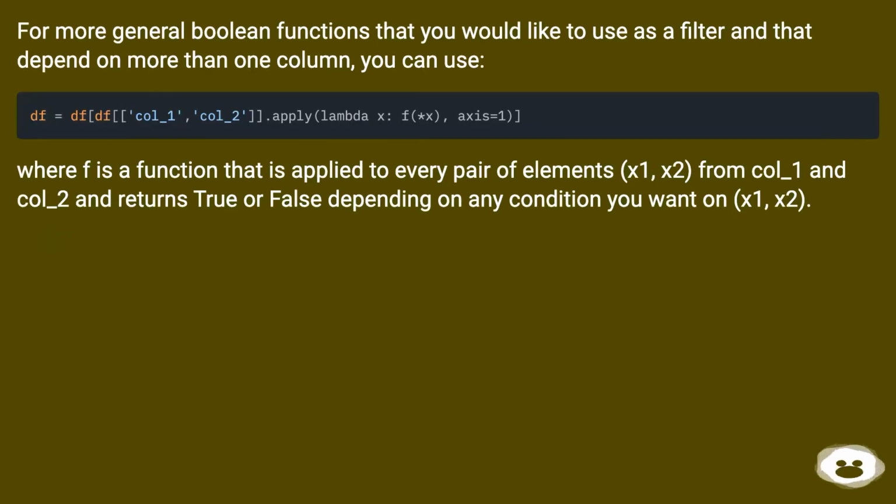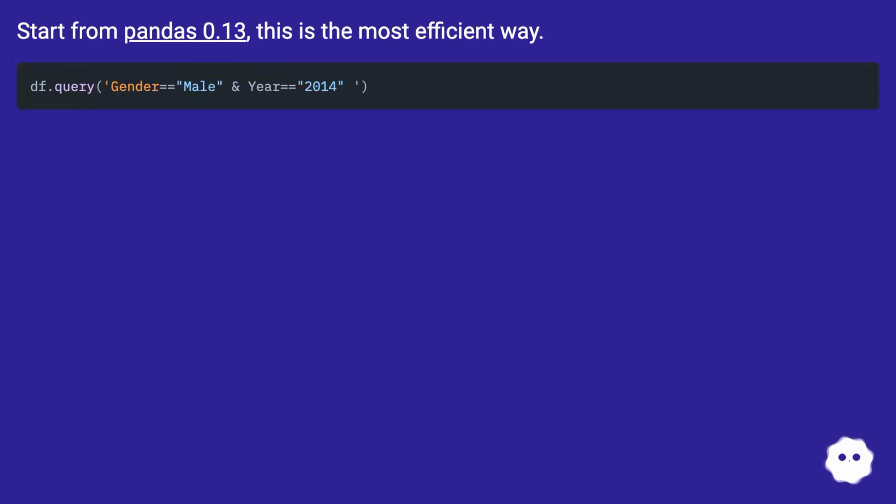For more general Boolean functions that you would like to use as a filter and that depend on more than one column, you can use where f is a function that is applied to every pair of elements, x1, x2, from col_1 and col_2 and returns true or false depending on any condition you want on x1, x2. Starting from Pandas 0.13, this is the most efficient way.